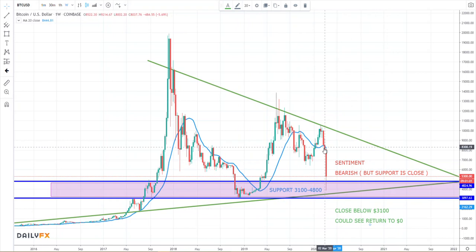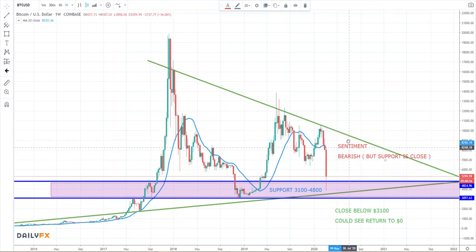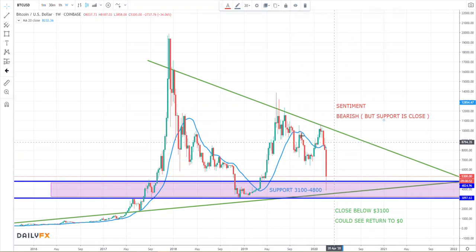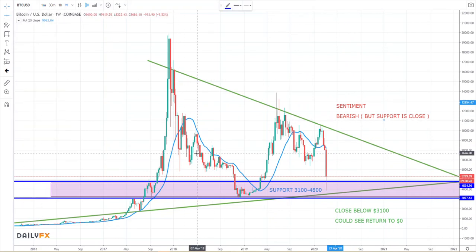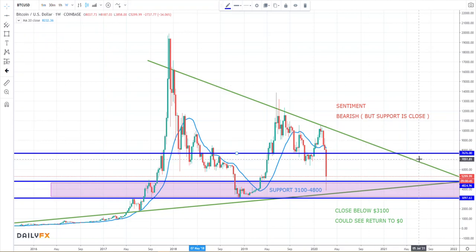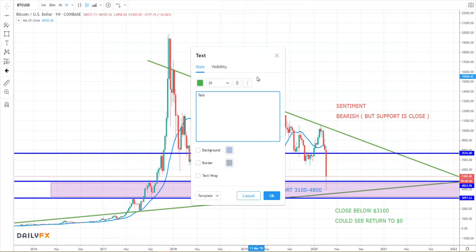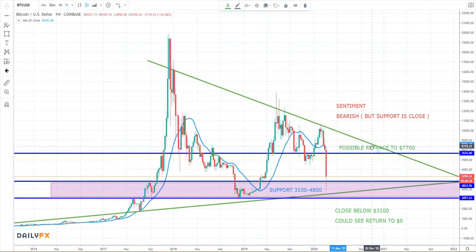We also see price moving way ahead of this weekly moving average, meaning that we should see some consolidation. So let's go ahead and put this up here, and let's say now support and resistance comes into play. So here, now we can see a possible retrace to 7,700.